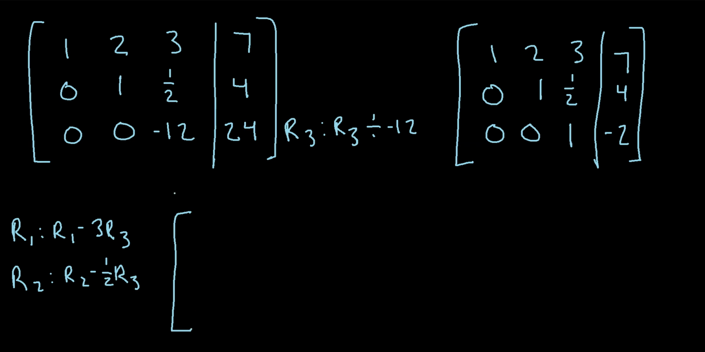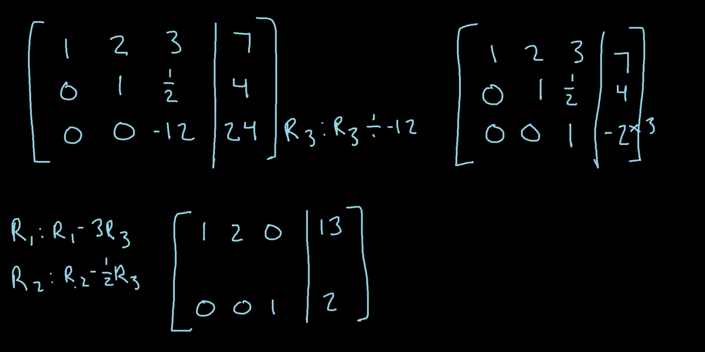So here's what this looks like. Our last row doesn't change, so let's go ahead and rewrite that. Okay, row 1 is row 1 minus 3 times row 3. So we get 1 minus 3 times 0, that stays a 1. Then we get 2 minus 3 times 0, that stays a 2. And then we get 3 minus 3 times 1. So 3 minus 3, that's 0. And then we get 7 minus 3 times negative 2. So 3 times negative 2 is negative 6. So we have 7 minus a negative 6, which is 7 plus 6, which is 13.